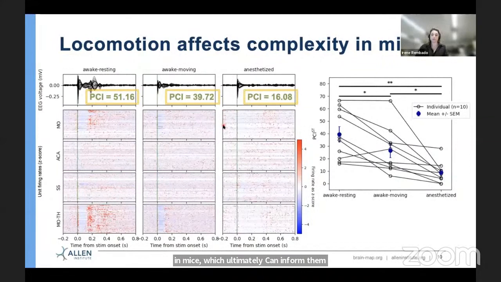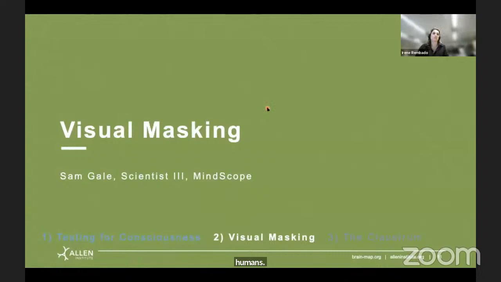Now, I would like to leave the stage to Sam Gale, scientist 3 in MindScope, who will tell us about another project under the same umbrella of understanding the mechanisms underlying consciousness, which is focused on how to make a visual stimulus visible by inhibiting the visual cortex.